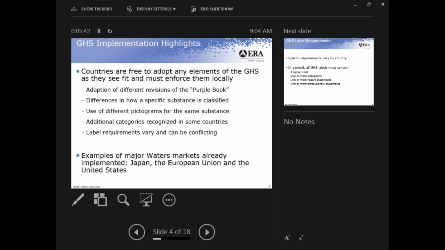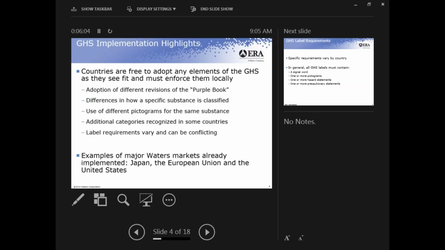That's one of the things that not only ERA and Waters look to on how to solve this issue: we look to how we make sure that we understand what the globe is doing from a GHS perspective and how we can best serve our customer base, the people on the phone here, to ensure that we give the best possible information out there on GHS.